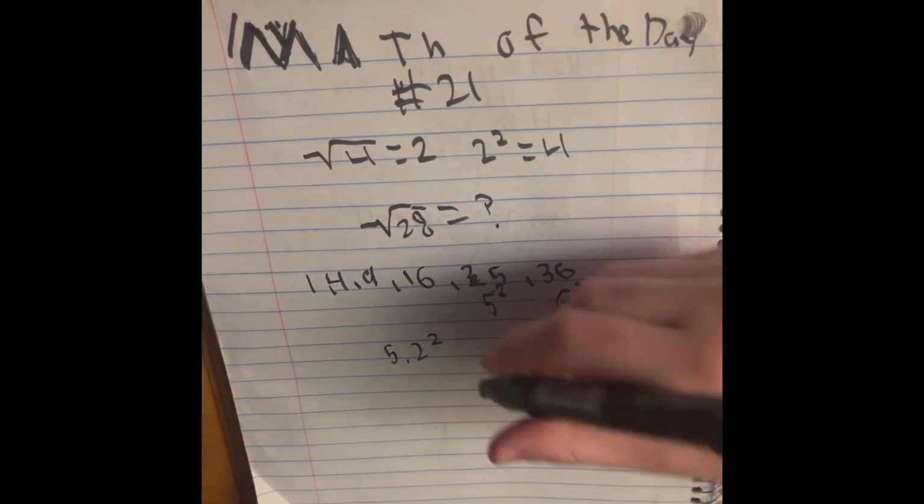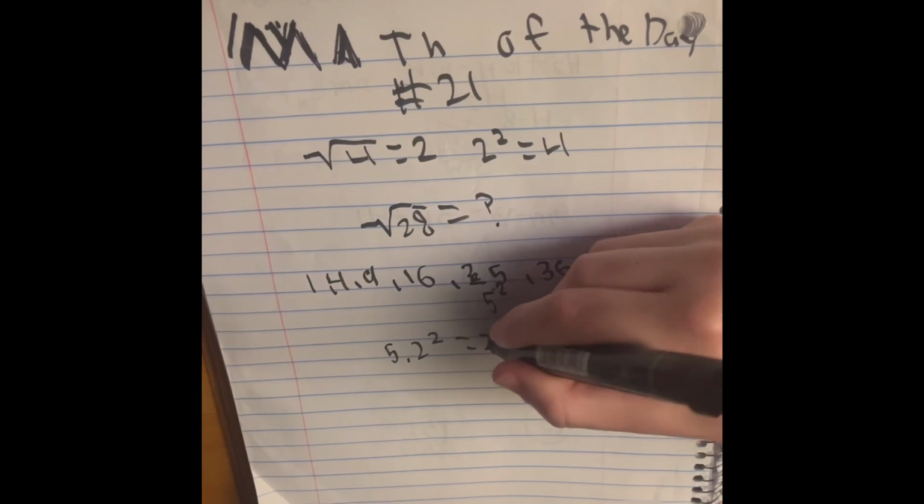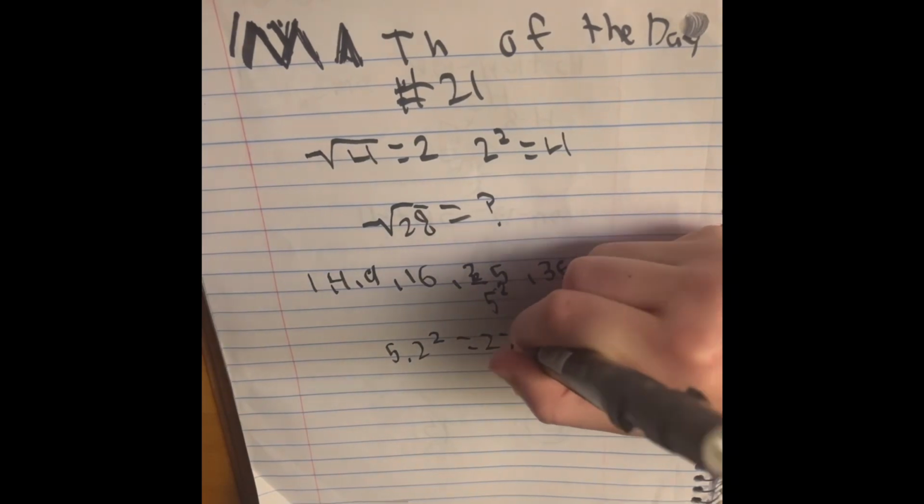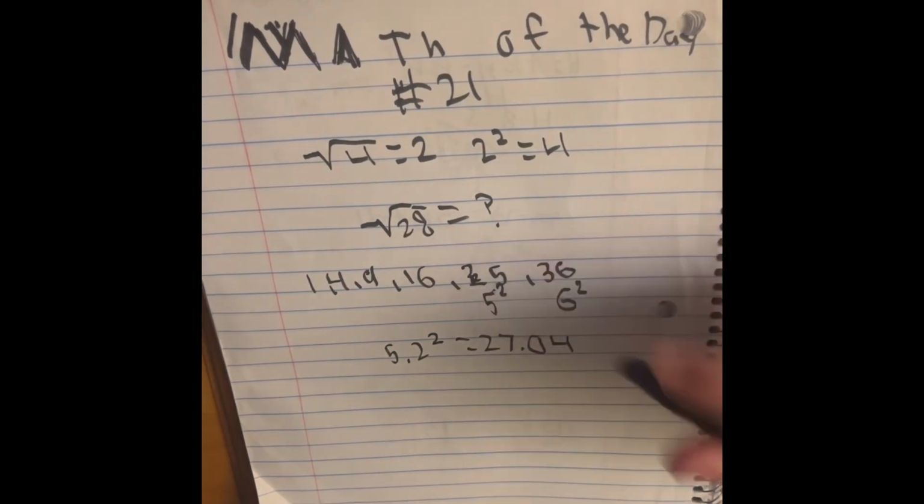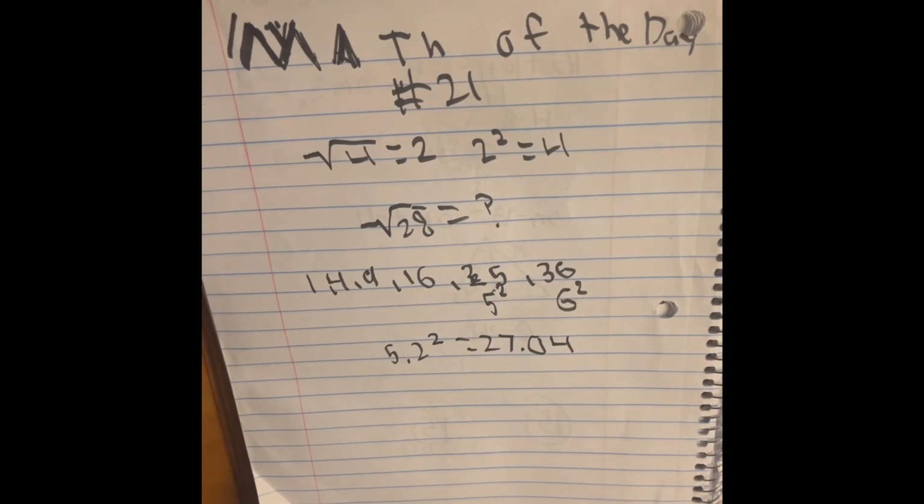And this equals 27.04. Probably, when doing this, you're probably going to want to use a calculator, unless you have really good mental math. But 27.04 is still less than 28. So we're going to go greater than that.